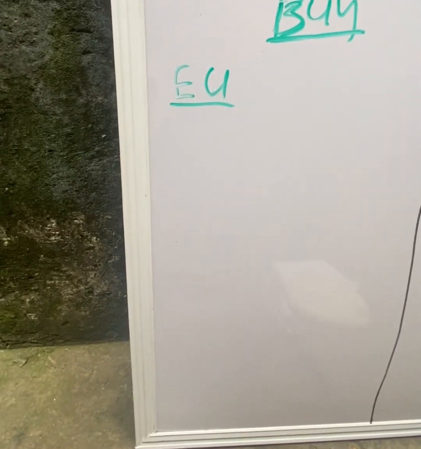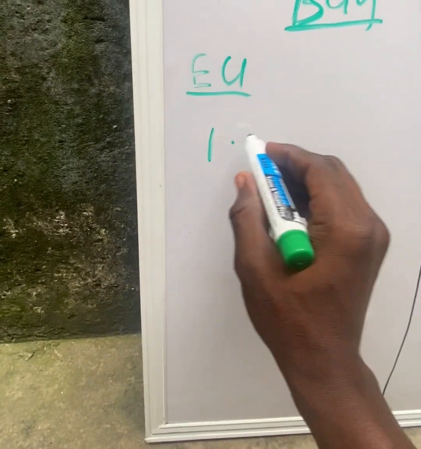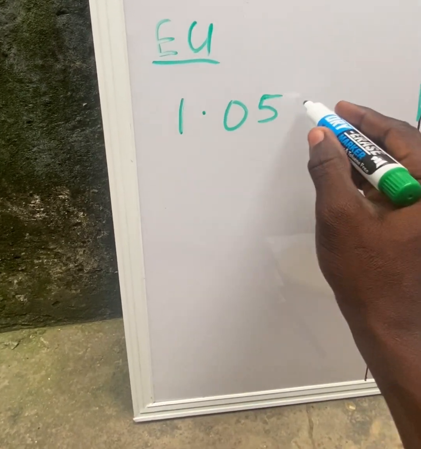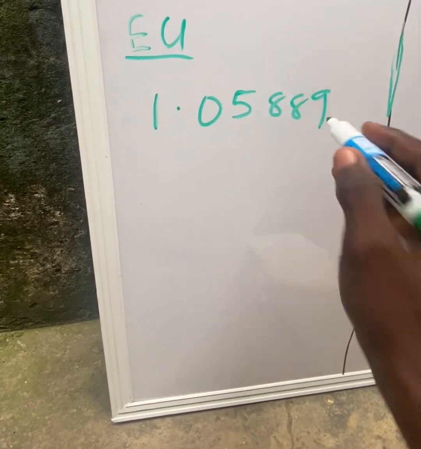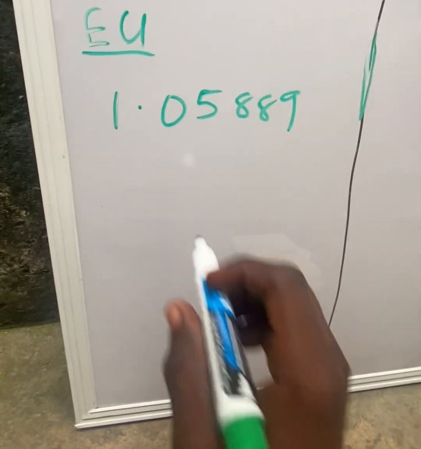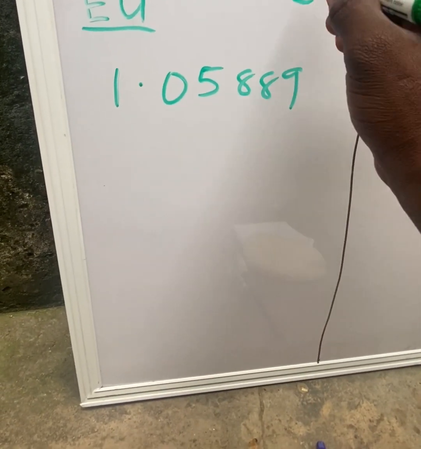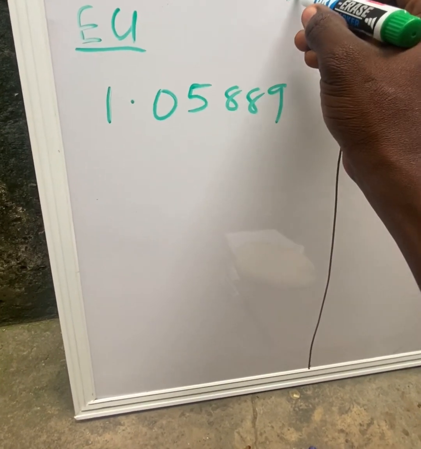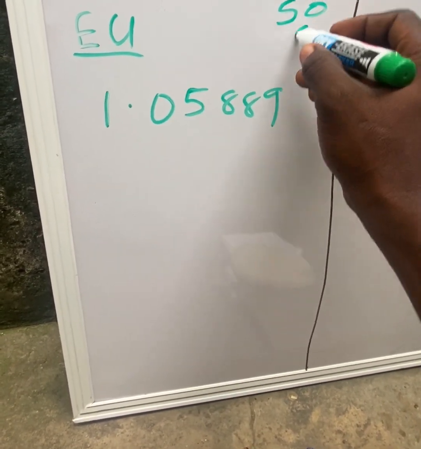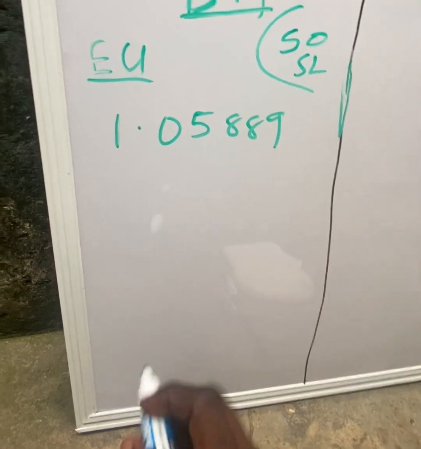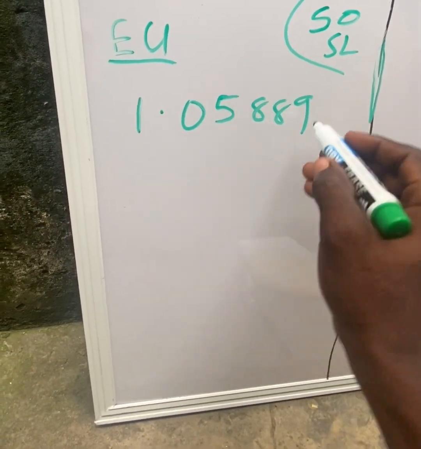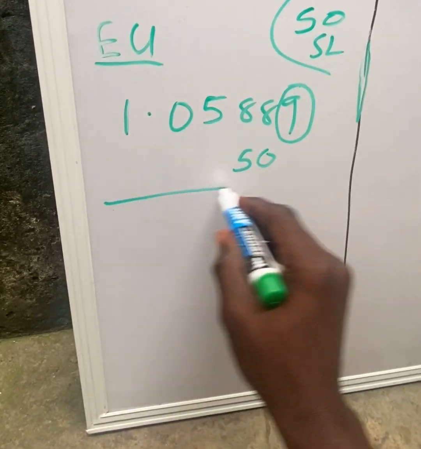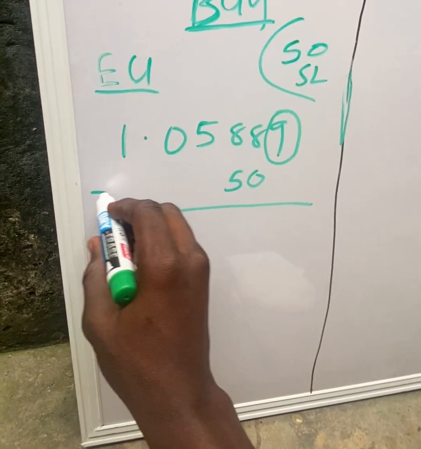Let me say the current market price for EUR/USD is 1.05889. Can you see? So you are given 20 pips as well. Okay, let me use 50 pips now. So what I have to do is come here. This last digit is the pipette, ignore it. You put our 50 here. Since it's a buy trade, we just subtract from it.